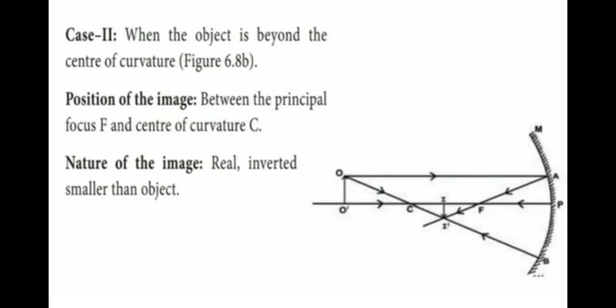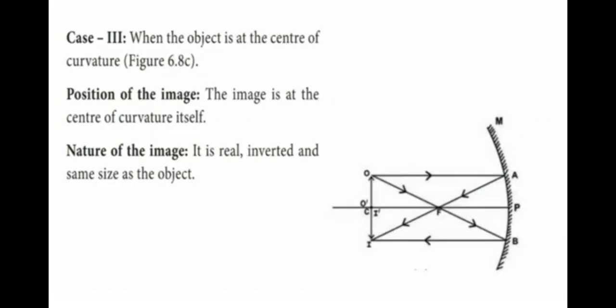Case 2. When the object is beyond the center of curvature, here the object is placed at O and O dash, beyond the center of curvature C. The position of the image will be formed between the principal focus F and the center of curvature C. Now the nature of the image is real, inverted and smaller than the object.